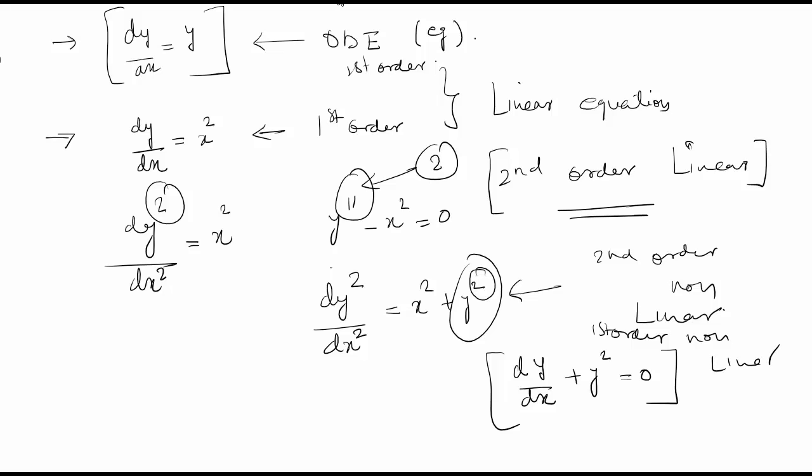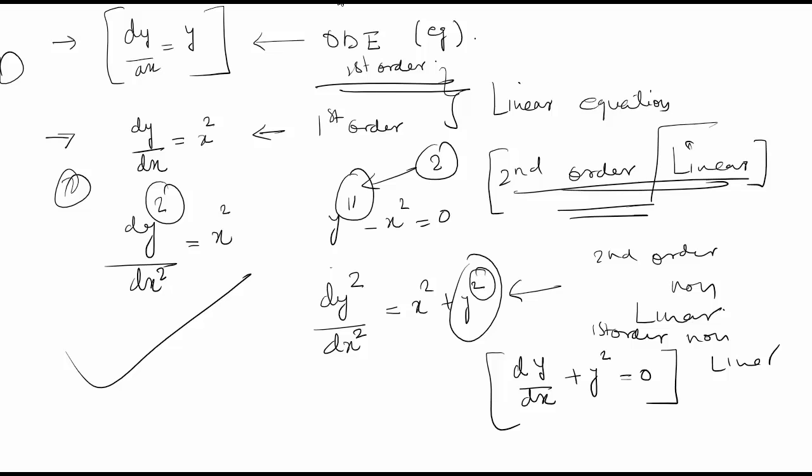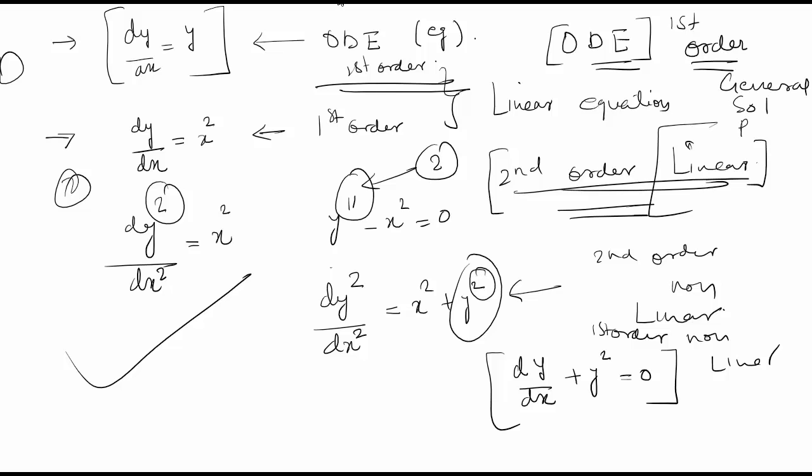So this is how to find out whether it's a first order equation, how to find whether it is a second order equation, and whether it's a linear equation or not. So in this chapter we will be talking about ordinary differential equations of first order, and how to find a general solution and particular solution for those.